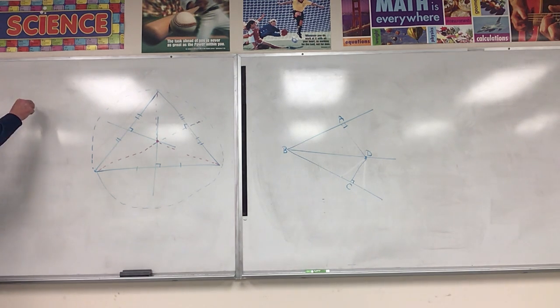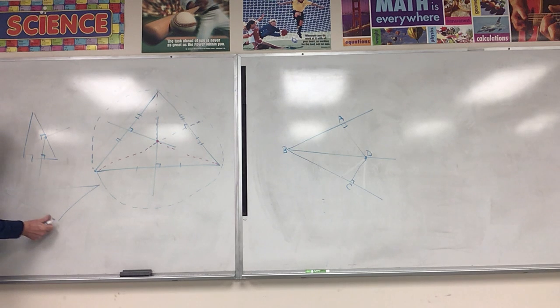So again, here's my right triangle. If I draw the perpendicular bisectors, it intersects at the hypotenuse. And here's my obtuse triangle. Let me make this a little bit more obtuse. Let's go here and here. There's my circumcenter on the outside of the triangle.